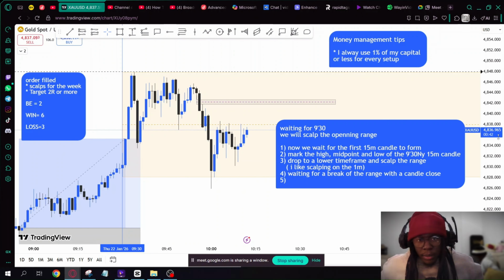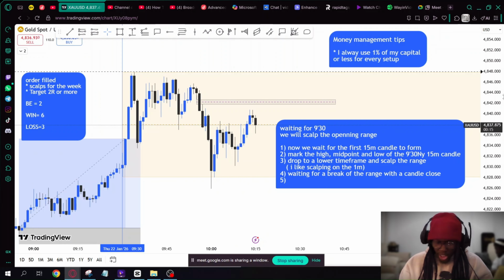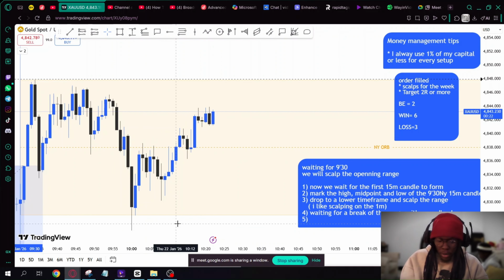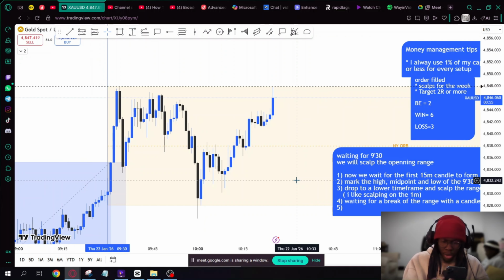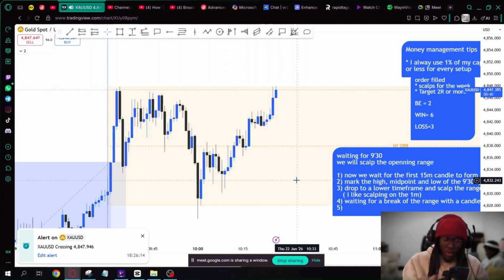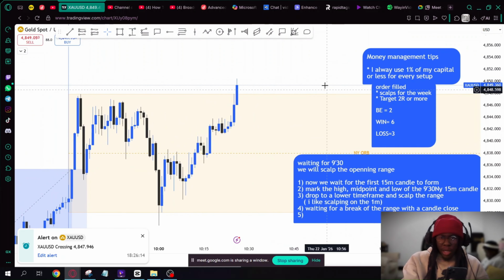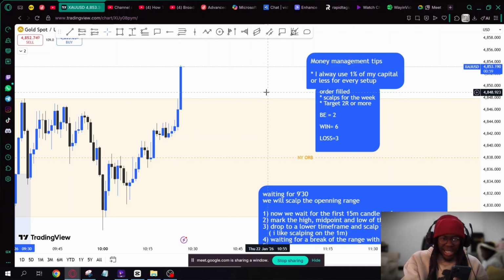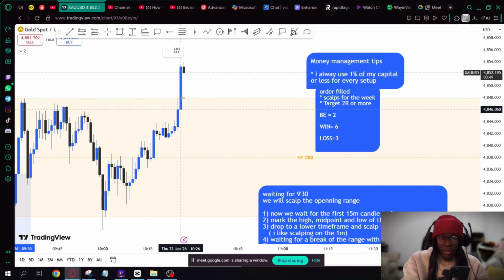So once you mark the high, the midpoint, and the low of that candle, you can drop down to your lower time frame. I usually drop down to the 1-minute time frame for my scalps. What you'll be looking for is a break of that range with a candle close.